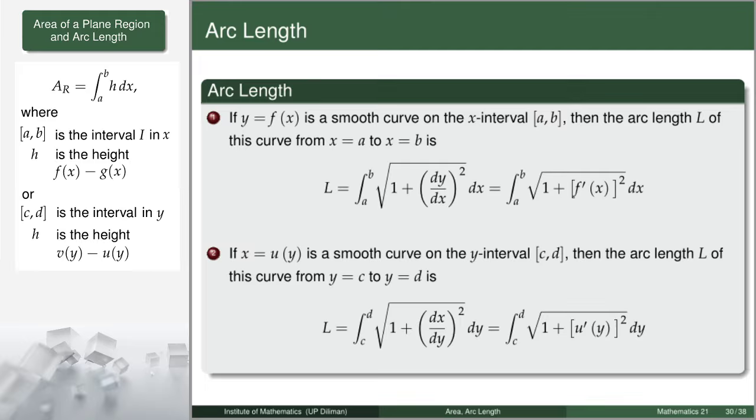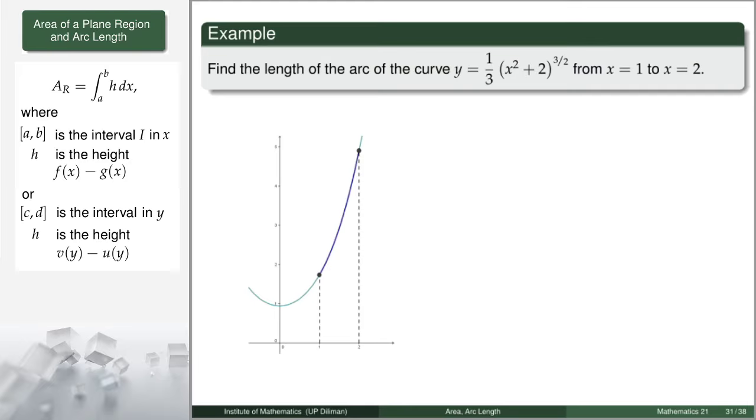A very good indicator of what variable to use is the isolation. If y is isolated, then that will mean that the function that you will use is in terms of x. And if x is isolated, it's better to use y. For example, if I have the following curve, y equal to 1/3 (x squared plus 2) to the 3/2, you will see that this is good. This is easily set up in terms of x because y is isolated.